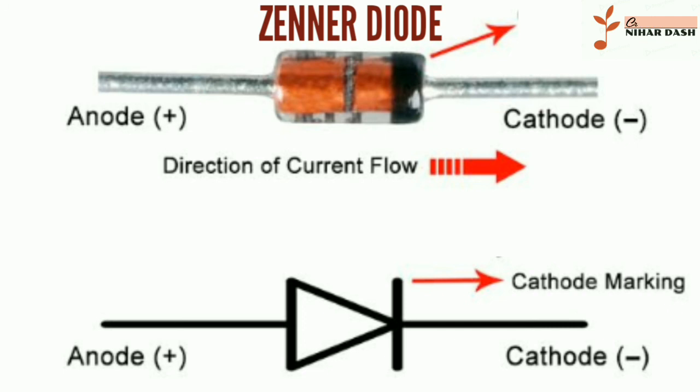For meter protection, the Zener diode is generally used in multimeters for controlling the movement of the meter against accidental overloads. It is connected in parallel with the meter. When an overload occurs, most of the current passes through the diode, thus protecting the meter from damage.